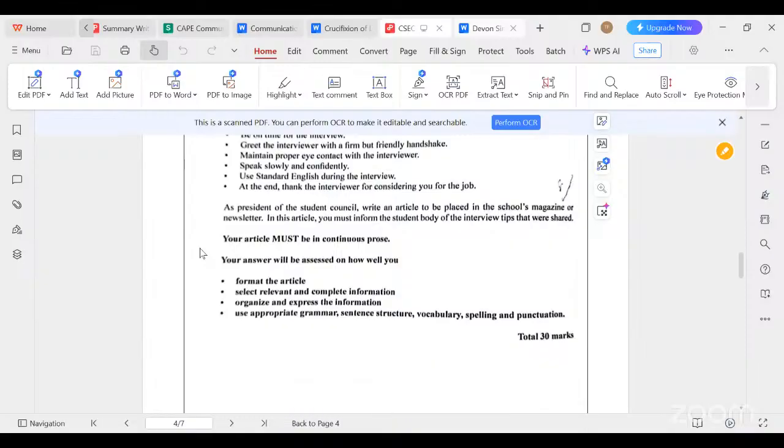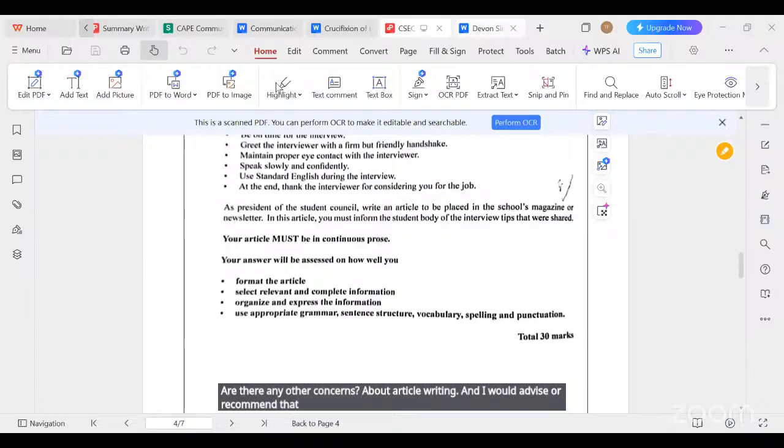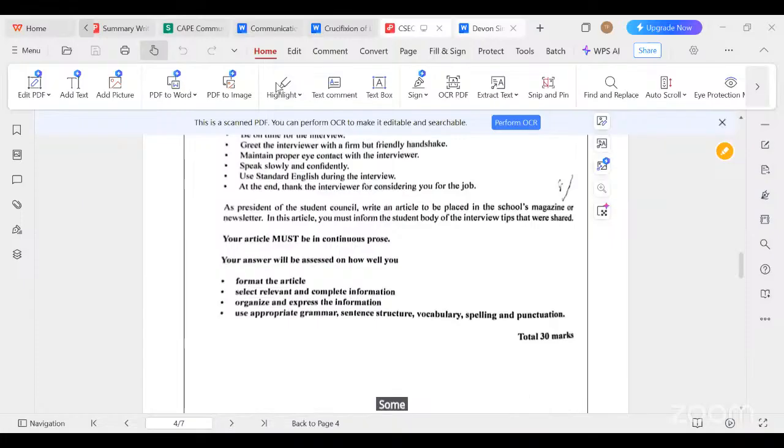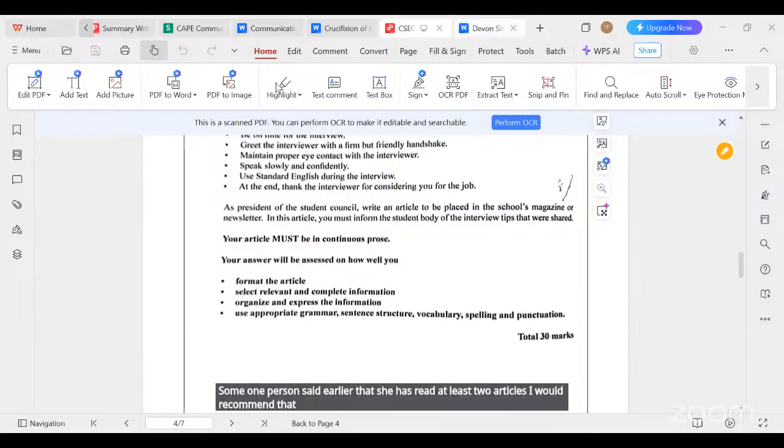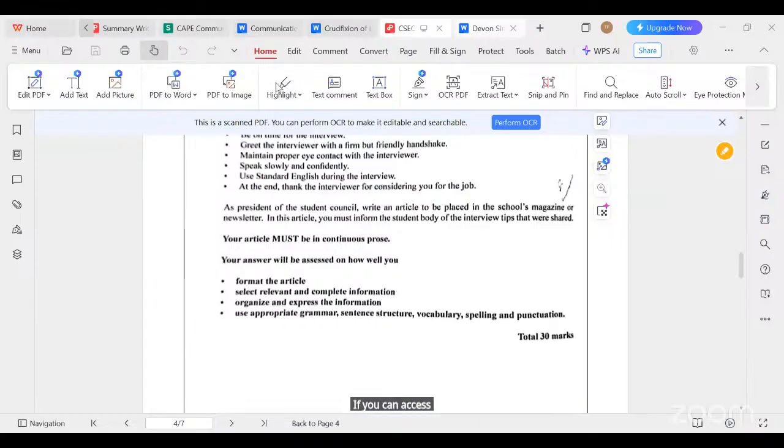That is important. Are there any other questions? Are there any other concerns about article writing? And I would recommend that you, between now and the exam time, read an article. One person said earlier that she has read at least 2 articles. See what articles look like. If you can access a physical newspaper, it will be good for you to see what it looks like. If you can't, go online as I just did and look at the article.